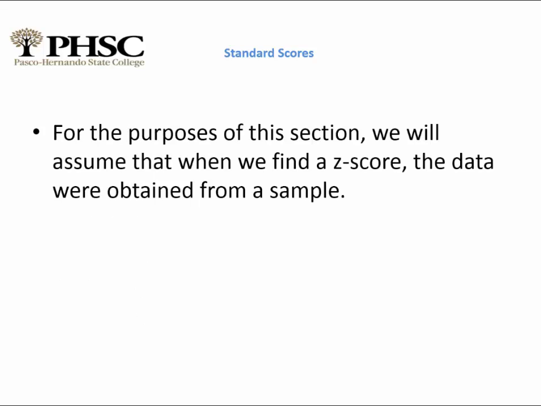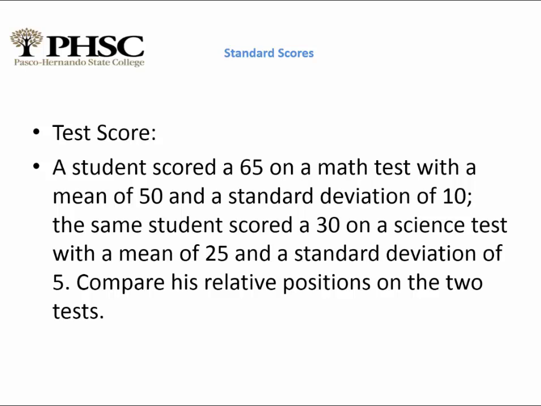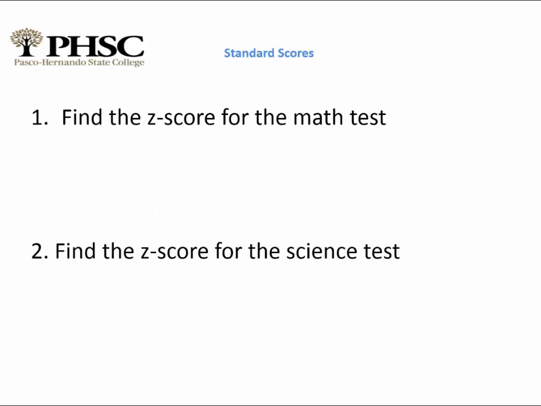For the purposes of this section, we're going to assume that when we find a z-score, the data were obtained from a sample. So here's the first thing we're going to do. Test scores: a student scored a 65 on a math test with a mean of 50 and a standard deviation of 10. The same student scored a 30 on a science test with a mean of 25 and a standard deviation of 5. We're going to compare his relative precision on the two tests. Immediately you might say the 65 is a better score, but you'll actually be safer if we find the z-score for each one.